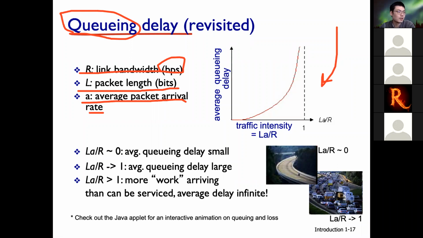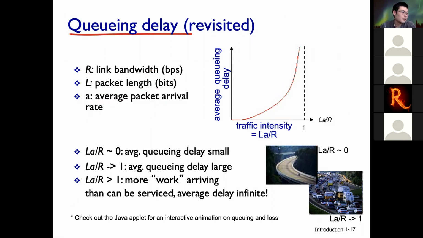So if we look at this, then we have these conclusions from queuing theory. Firstly, you can see we are comparing LA divided by R. Basically, we are comparing which one is larger, LA or R. LA is the average packet arriving rate, which means every second how many bits arrive, and how many packets arrive, and this is the packet length, L.